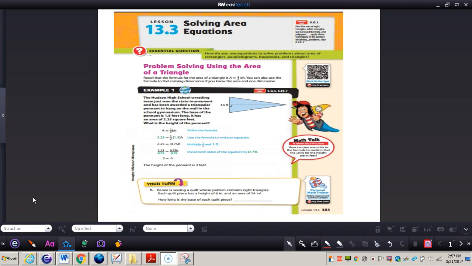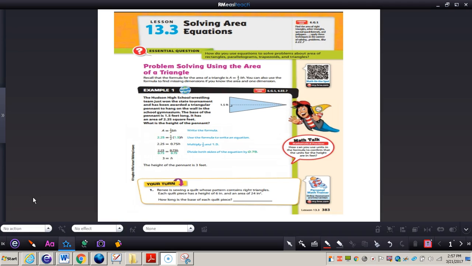trapezoids, and triangles. Now in previous lessons, we have already looked at how you find area of these different types of shapes. Okay, so let's take a look at problem solving using the area of a triangle. Recall that the formula for the area of a triangle is area equals 1/2 times base times the height. You can also use the formula to find dimensions if you know the area and one dimension. So let's take a look at example number 1.